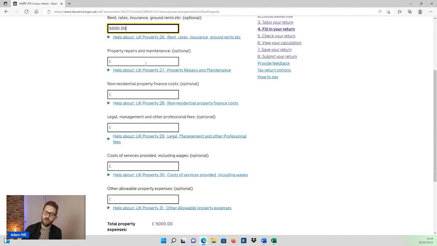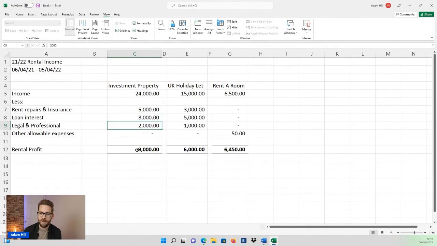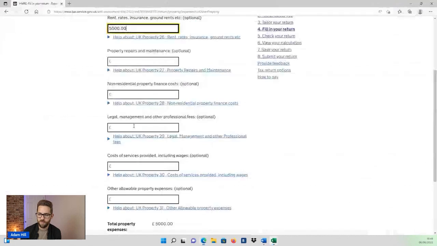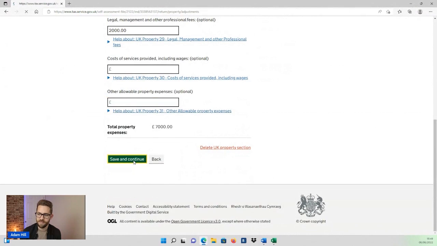They don't allow you to deduct loan interest and mortgage interest as an allowable expense now. You do still get a deduction or a reduction in tax, so I'll show you where you enter it. It's important that you still enter it on the tax return, but it doesn't go in this section here. So we'll skip that. I will enter the legal and professional fees of £2,000. And then the remaining boxes can be left blank because those were the only expenses that we had.